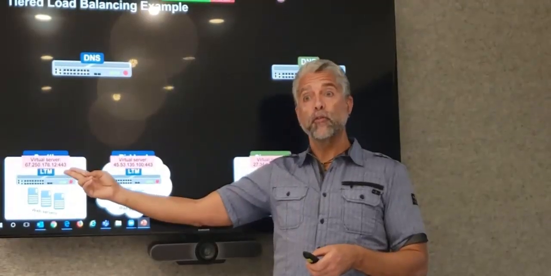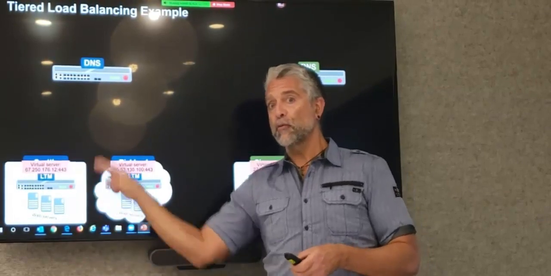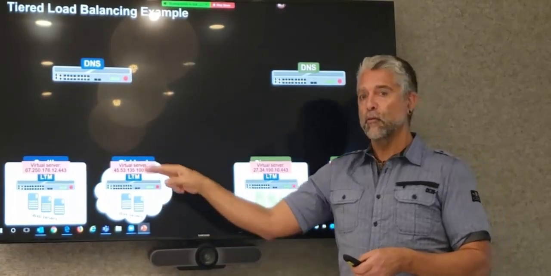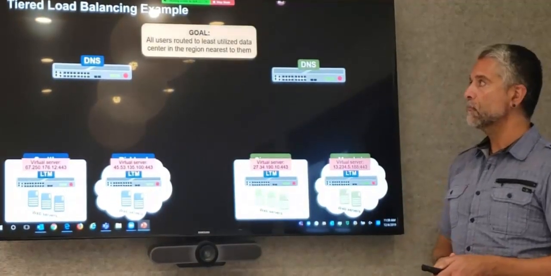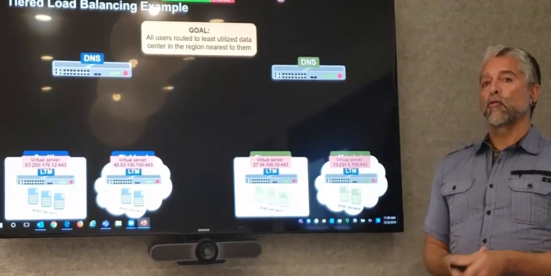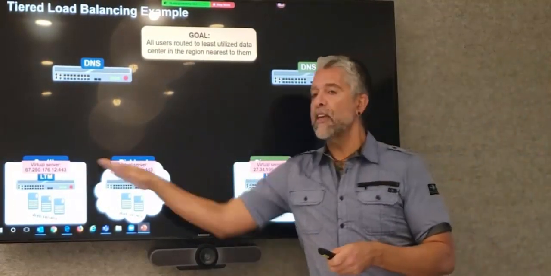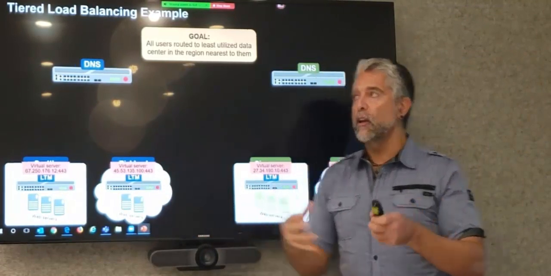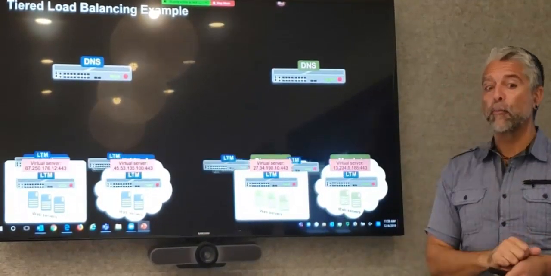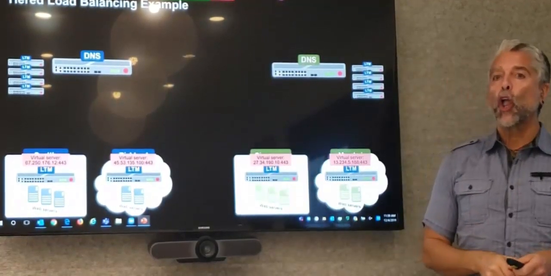So we have one virtual server, but as a reminder, this virtual server is also doing load balancing across those 3 servers. We have another virtual server, load balancing across 2, and so on and so forth. So our goal here is that all users are going to be routed to the least utilized data center within their region, but we want to send them to the region that's nearest to them. That's our goal.